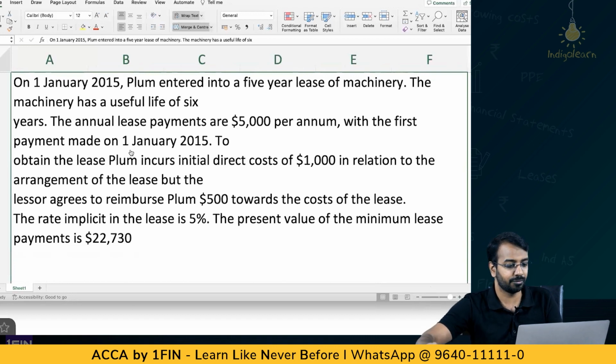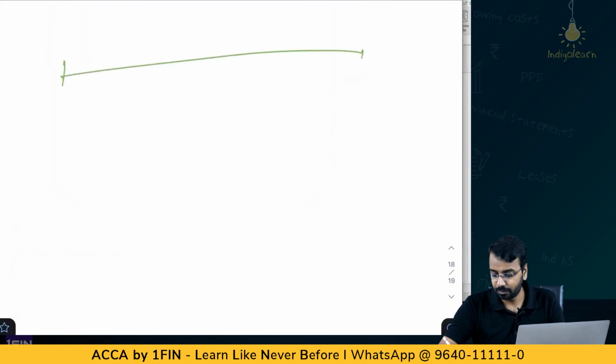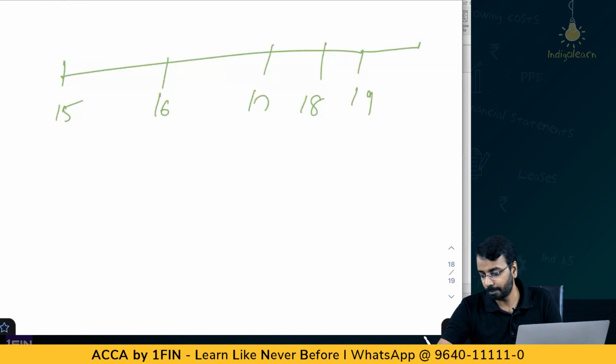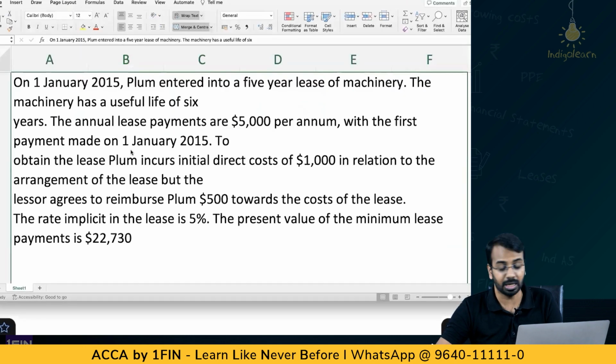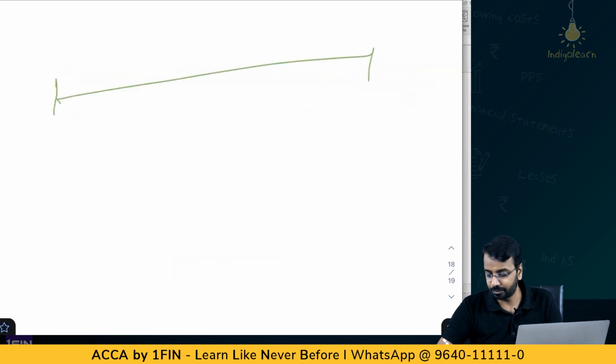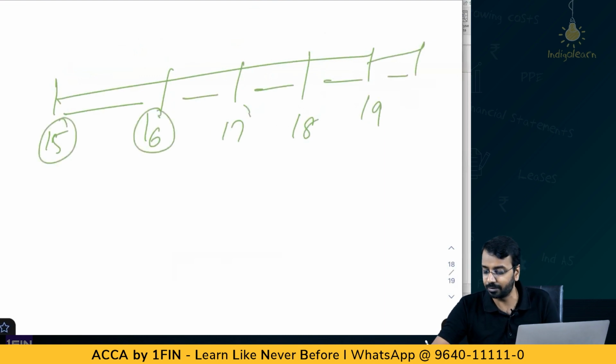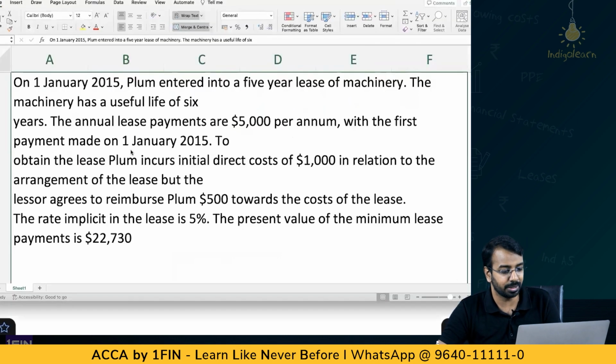So if you look at the payments, it is very important to understand the dates also. 15, 16, 17, 18, 19. So 1, 2, 3, 4, 5. So again, I'm drawing it. If you look at a timeline, you have 2015, 16, 17, 18, and 19. So first year, second year, third year, fourth year, fifth year. Payments are happening at the beginning of the period.